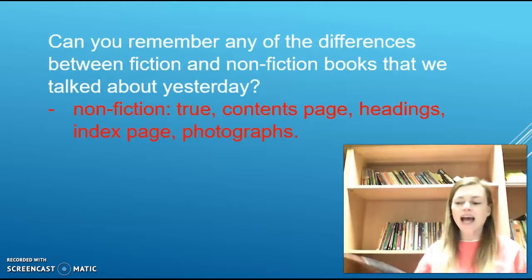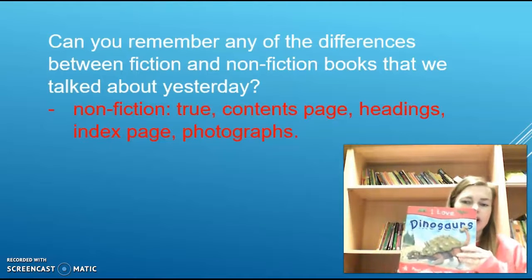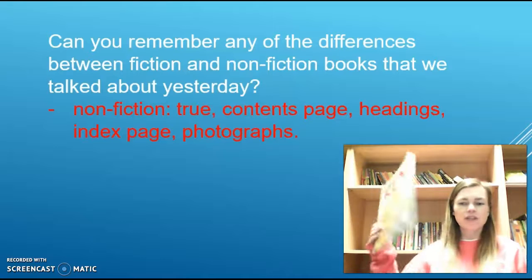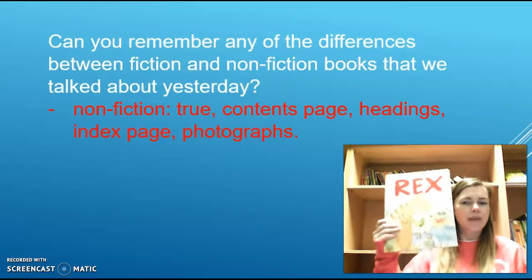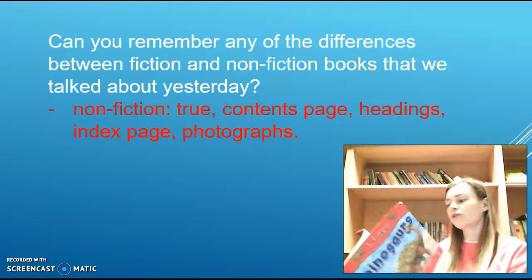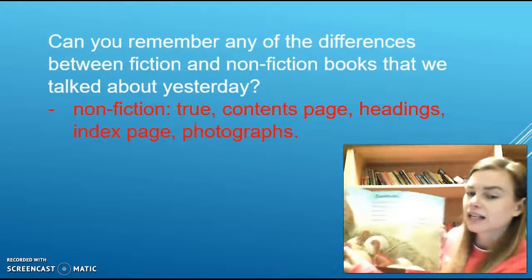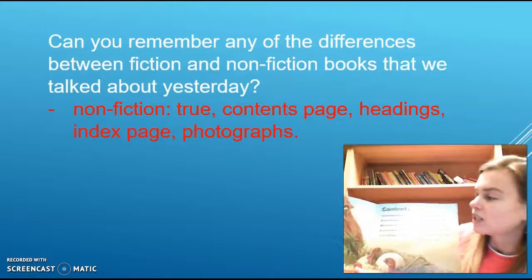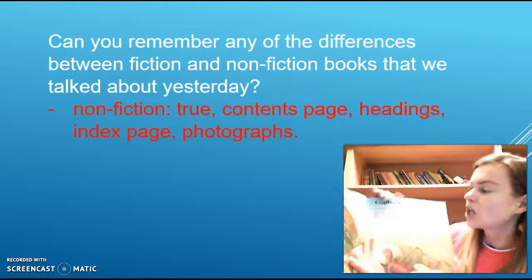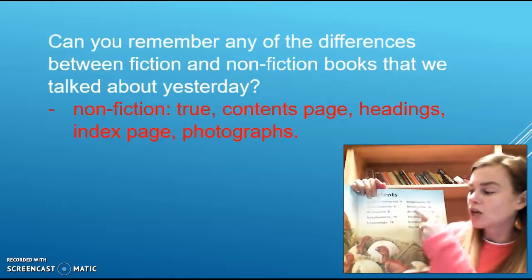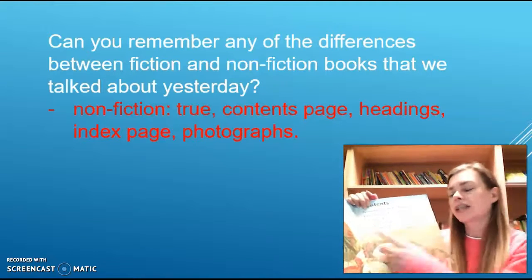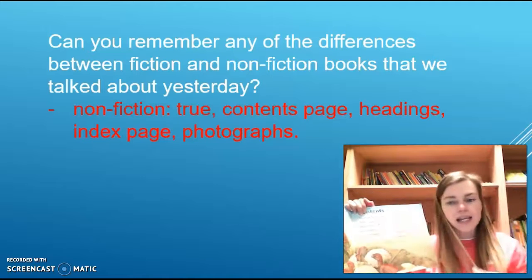Right, yesterday we said non-fiction books are true, they're about real life, whereas fiction storybooks are make-believe. Yesterday we also found out that all information books have contents pages, and that means that you don't have to read a non-fiction book in order from the beginning to the end. You could just choose a chapter to read from the contents page. So you just choose something you would like to find out about and go to that page.